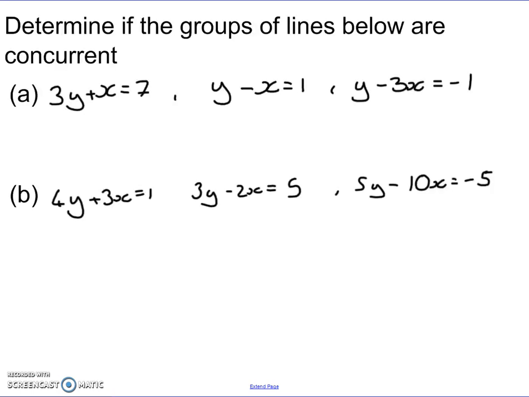So I want you to determine if those 2 groups of lines are concurrent. The first one has 3y plus x is 7, y minus x is 1, and y minus 3x equals negative 1. And the second group is 4y plus 3x is 1, 3y minus 2x is 5, and 5y minus 10x is negative 5. So pause the video and have a go.